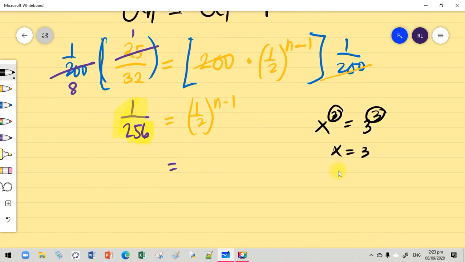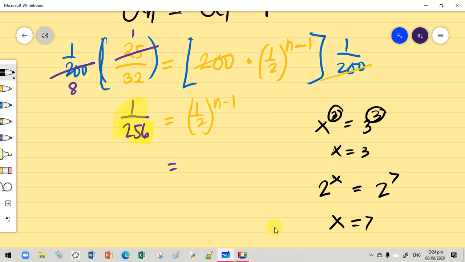If we have 2 raised to x the same as 2 raised to 7, by logic, it's just x equals 7. So that's the idea there. So we're going to express 1 over 256 in exponential form with base 1/2. So how do you do that?